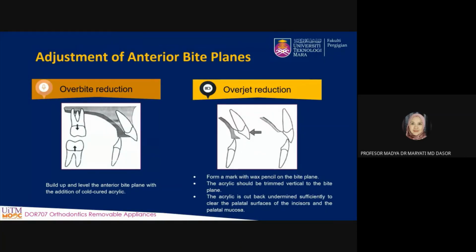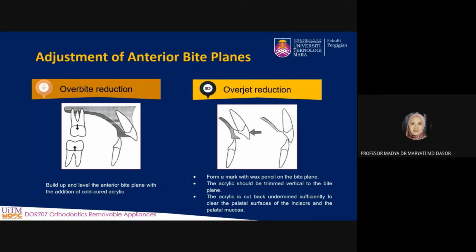For overbite reduction, you are required to build up and level the anterior biplane with the addition of cold cure acrylic. Therefore, it will increase the separation between the posterior teeth and will allow further eruption of the posterior teeth, and therefore may facilitate the reduction of overbite.